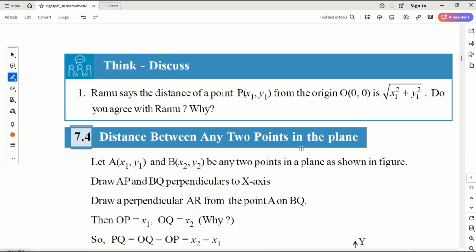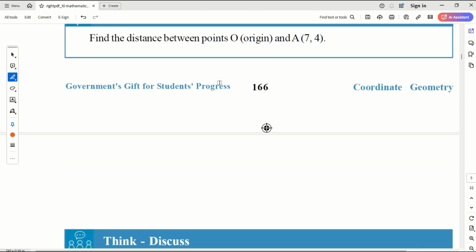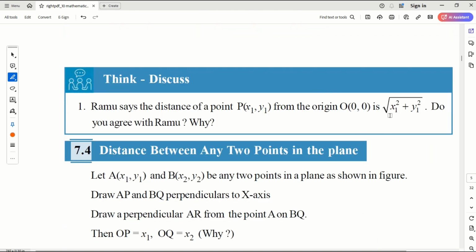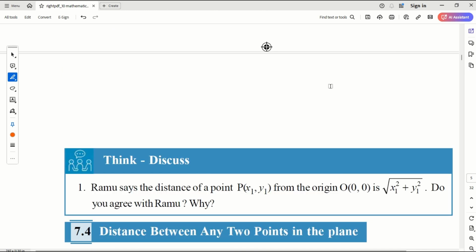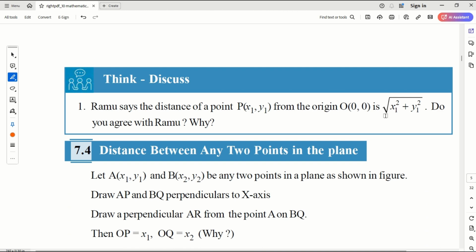Now think about it. Ramu says the distance of a point (x1, y1) from the origin is the square root of x1 squared plus y1 squared. Do you agree with Ramu? Why? Just now we calculated here. It forms a right angle with (7, 4) and the origin. OA will be the hypotenuse, 7 is the height, 4 will be the width. So obviously it will be the square root of x1 squared plus y1 squared. That's what we applied here also, right? So this is the general formula for distance from the origin.